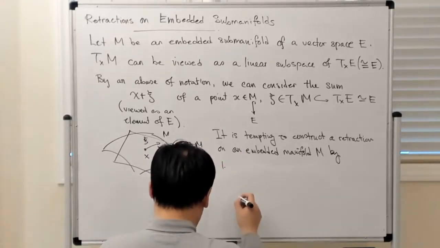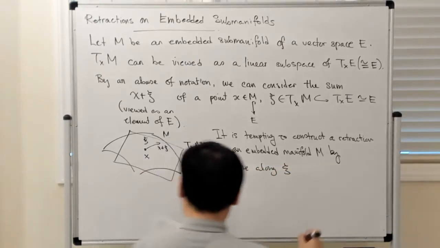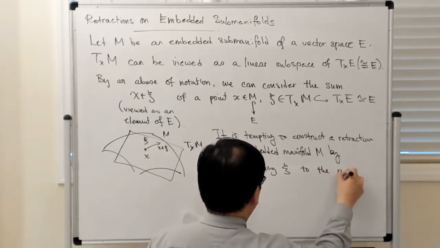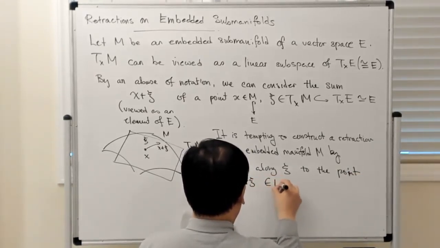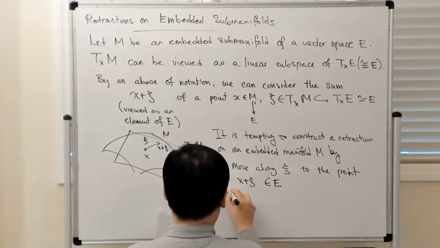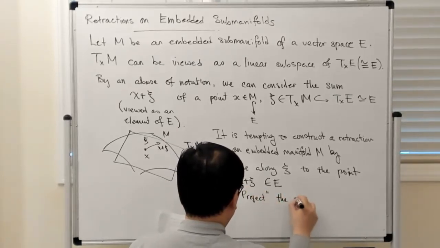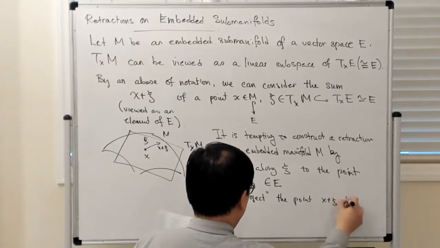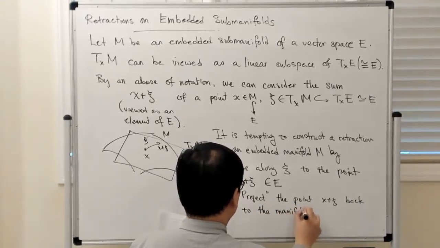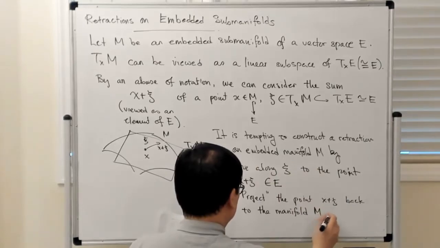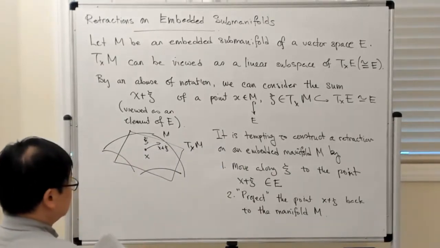So the first thing is that you move along this vector to the point x plus c in the embedding space, and then you project the point x plus c back to the manifold M. The composition of these two things would then give you something which plays the role of a retraction.